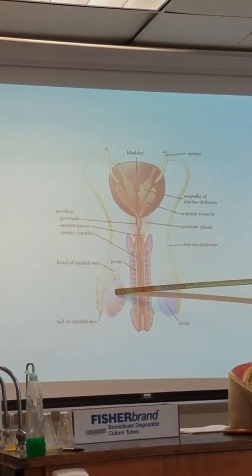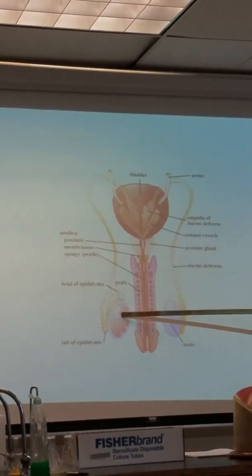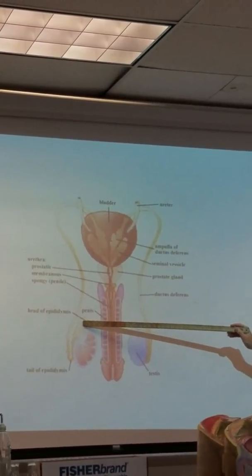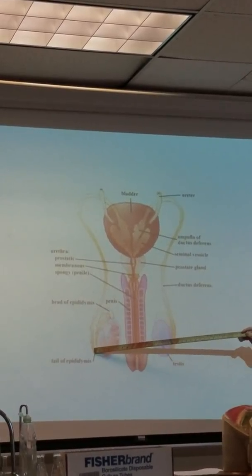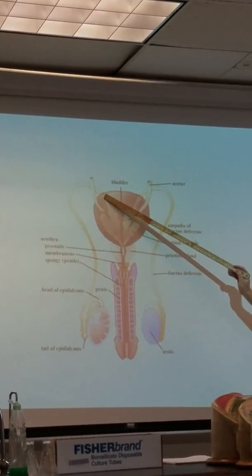Spermatids, all right? Don't worry about that necessarily, that's more 318 stuff. But what you do need to know is those immature spermatids travel into the epididymis where they mature into actual mature sperm cells. And then the sperm cells will travel through this vas deferens, all right? And it'll loop behind the bladder.